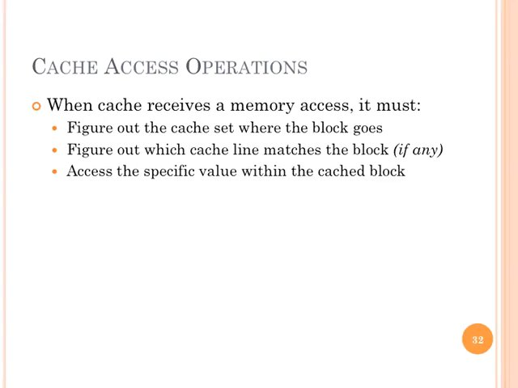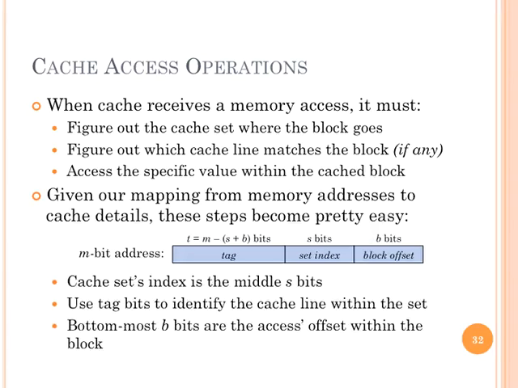Okay, so the cache receives a memory access. It has to do these things. Figure out the cache set where the block goes. Hey, that's easy. I just take these bits. I have to figure out which line matches the block. Well, that's easier because now I just look in the set. If it's a direct map cache, it's super fast because I just look at the one tag. If it's associative at all, then I have to look at all of the tags in the cache set to see if there's anything that matches. And then access a specific value within the cache block. So I use that offset to do that. So you can see that these steps are pretty easy.